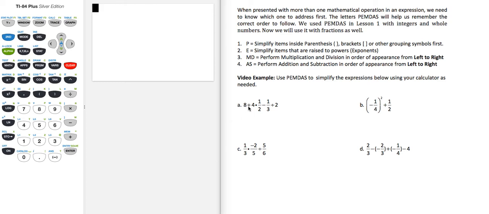Part A, I have 8 plus 4 times a half minus 1/3 divided by 2. For PEMDAS, there are no parentheses or exponents, so what we're going to focus on is the addition, subtraction, multiplication, and division. We're going to work this multiplication before we work this division. So let's see what it looks like when we focus on 4 times 1/2. I start with 8 plus, and 4 is really 4 over 1, so I'm going to write 4 times a half as 4 over 2.